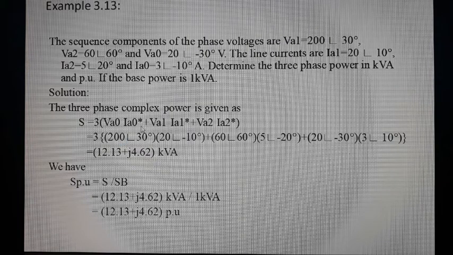Taking the conjugate, the angle minus 10 becomes plus 10. Substituting, we get the result 12.13 plus j4.62 kVA. This is in kVA, and the base power is given. We have to determine the power in per unit. Therefore, S in per unit is S divided by the base value. As it is 1 kVA, dividing by 1 kVA gives the same value, so 12.13 plus j4.62 per unit is the per unit value.